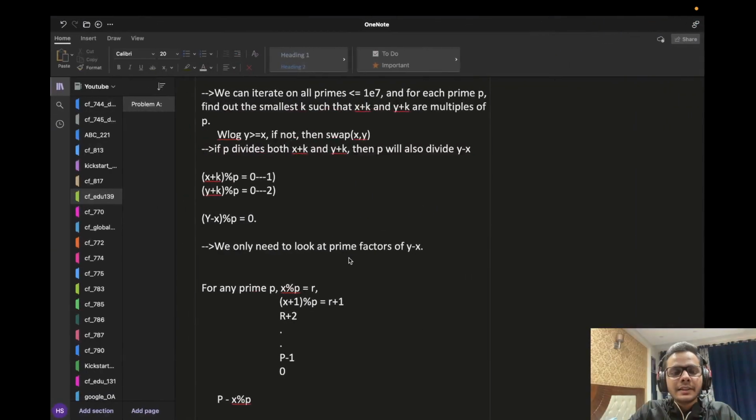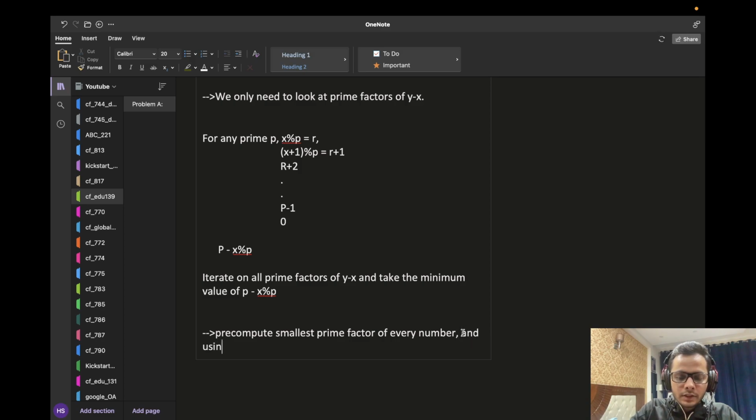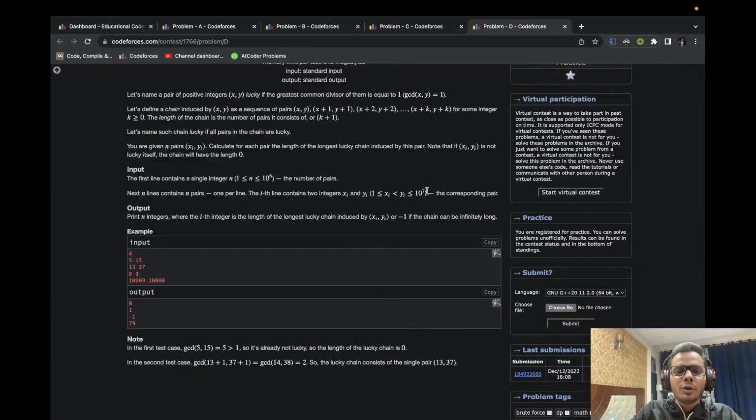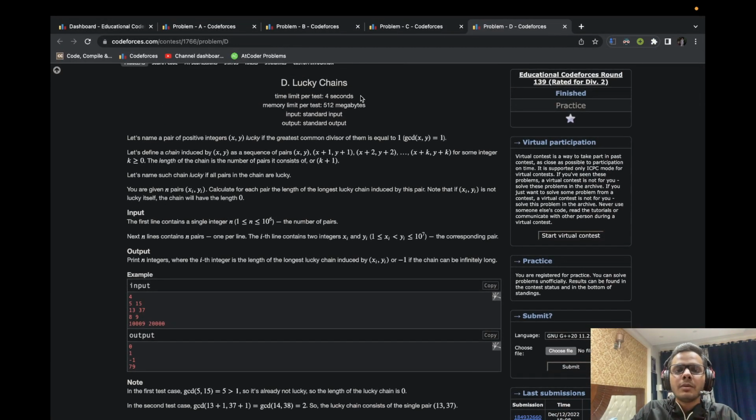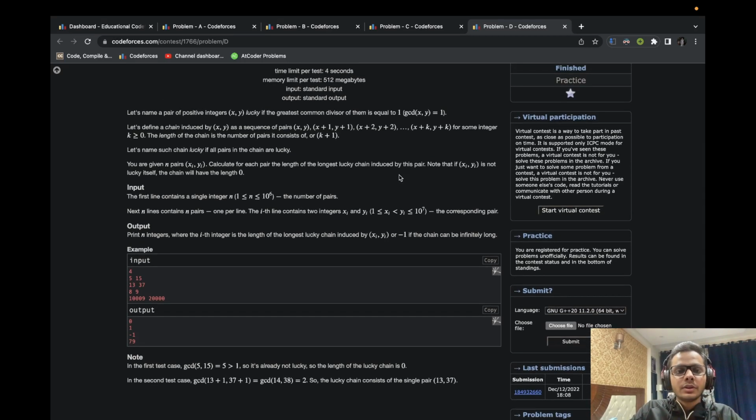It turns out that there is a very clean way to do this using a sieve. The way we do this is we compute the smallest prime factor of every number beforehand. We pre-compute this, and using these values, factorize a number in O of log n time. We can spend O of log n time per query because the time limit is 4 seconds, so I think that's pretty alright. Right, so this is what we have to do.